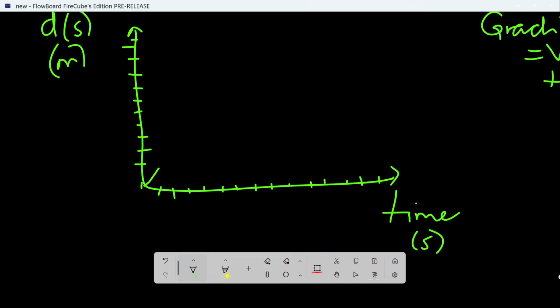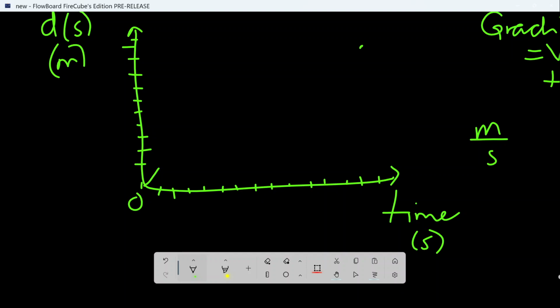So the gradient shows the speed or the velocity of this graph, because we can get the gradient by doing the y-axis divided by the x-axis, which is the units for speed and velocity. So let's try to interpret a few examples, the commonest examples of what we'll have on a displacement time graph. The first one will be a straight line. How could we form a straight line?